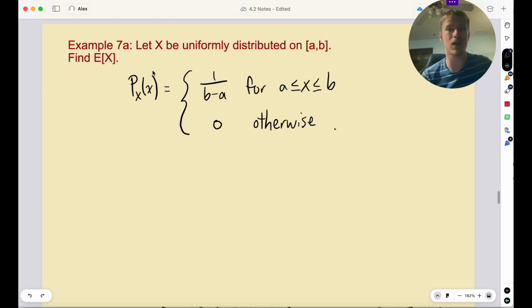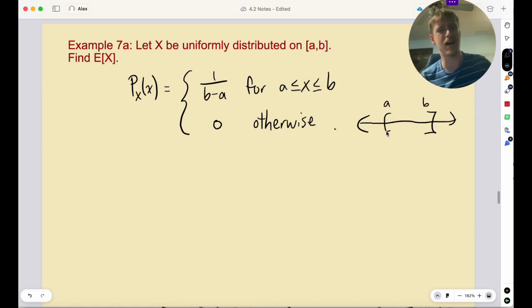Okay, so without actually doing a computation, let's see if we can come up with what we think the expected value is. We have this continuous region from a to b. We're not summing stuff up, but where would you expect the middle to be if every point in this interval has the same probability? Each region here has the same probability of being selected. You might expect that the expected value is right in the middle. So let's see if that is actually the case.